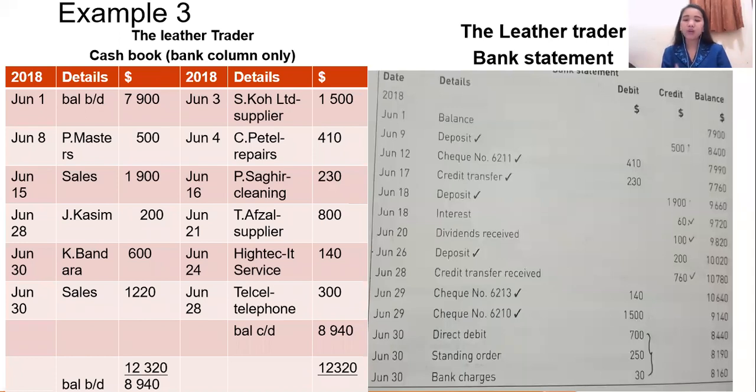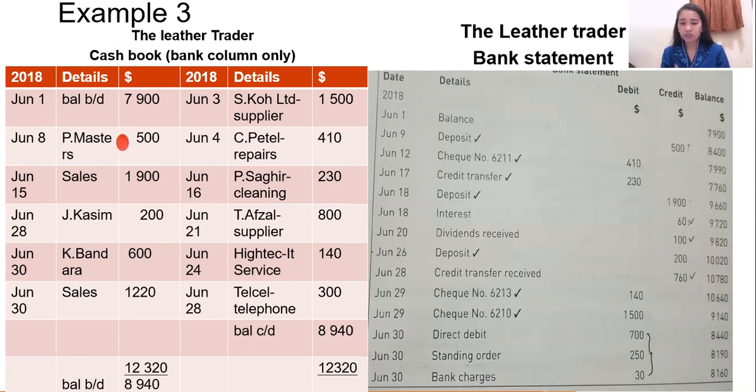Okay, now we go on to example 3. This is a higher level. In example 3, this is the cash book and this is the bank statement. In here, the first step, we must find out which transactions are already recorded in both of these.